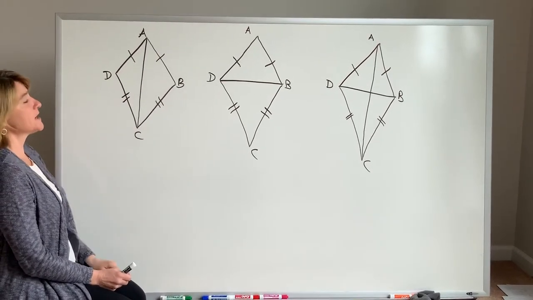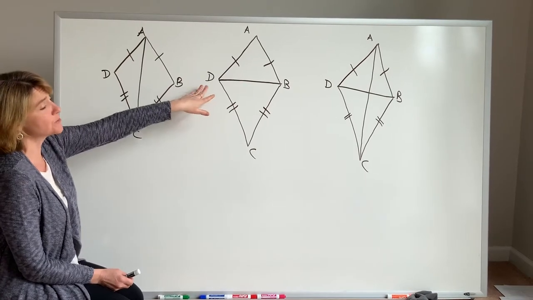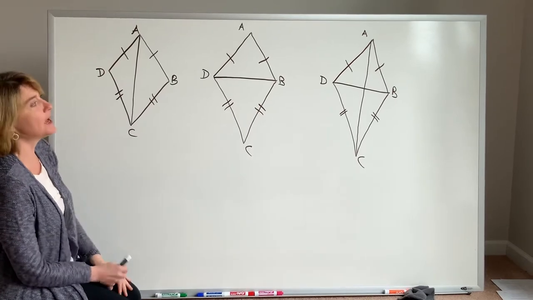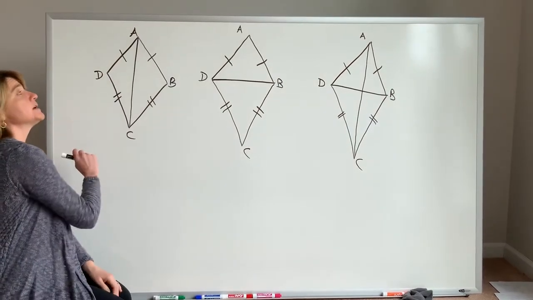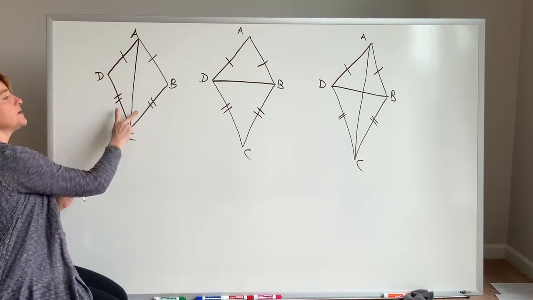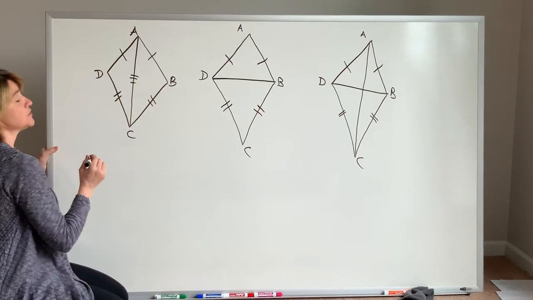Once forming two triangles using diagonal AC, once forming two triangles with diagonal BD, and then the third time drawing in both diagonals to create a lot of smaller triangles. So when I'm looking at this picture, I already know that I have two pairs of congruent sides, and I can see that AC is congruent to itself.